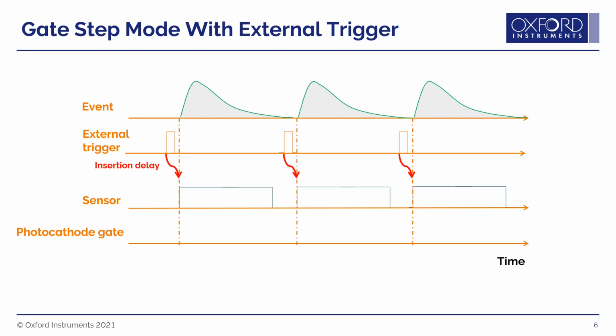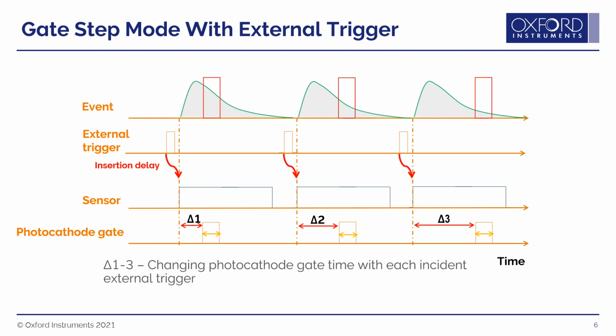And then this external trigger is actually then triggering our sensor. And then what we're actually doing is we are setting ourselves up in the software such that we have our photocathode gate of a set time increment, and we can set it in the software such that this edges forward in time with every repeating iteration of the experiment. So we're then sampling a different spatial and temporal element of the event in time, and this allows us to then build up a picture of whatever phenomena we're looking at and how it changes over time. And so this is how gate step mode works.